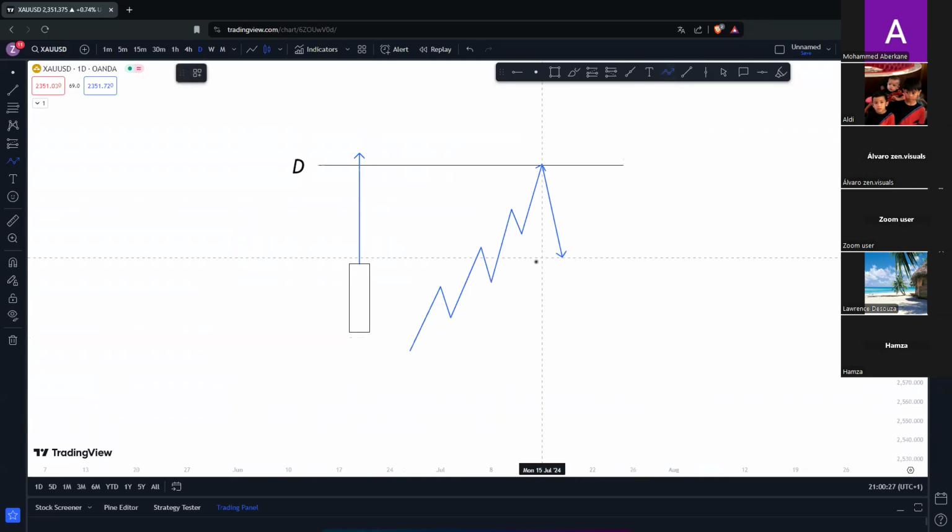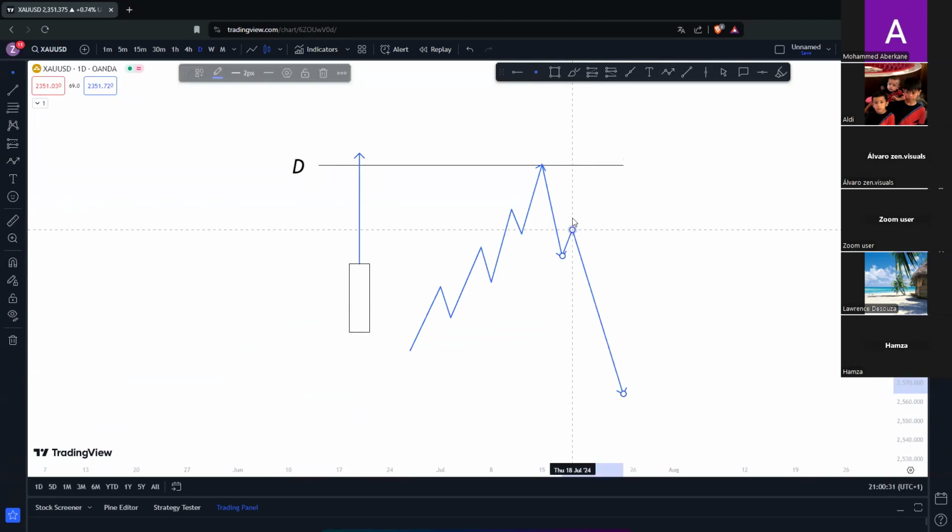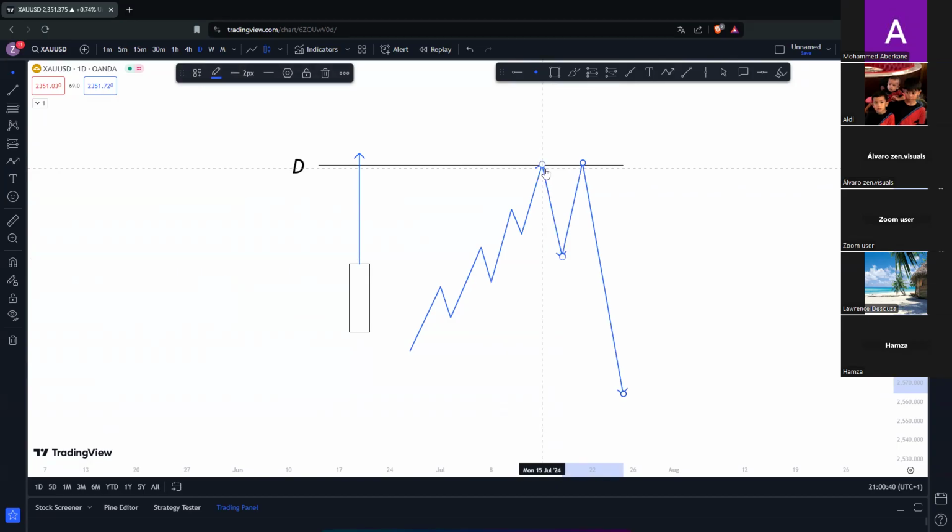A pullback happens. A pullback to where? It can be just here and then go down. It can be to the QM and then go down. It can be to the last resort level. You can call that the last resort level. Some people call it apex, whatever you want to call it, okay? So that's the last level.